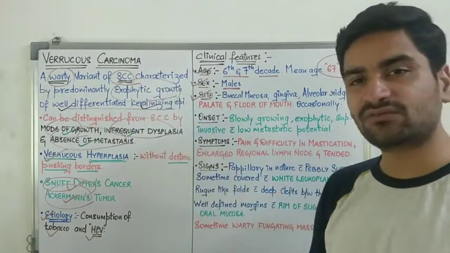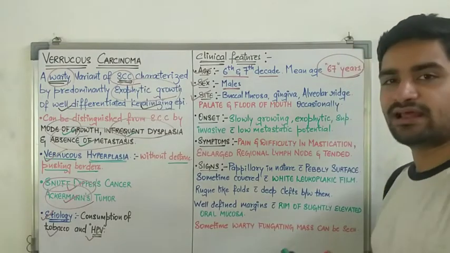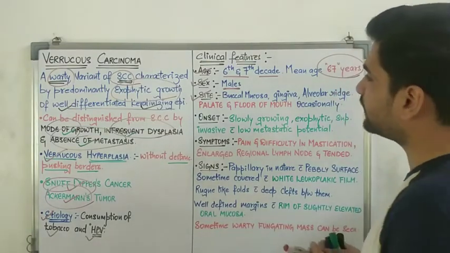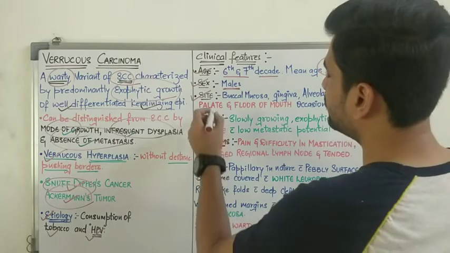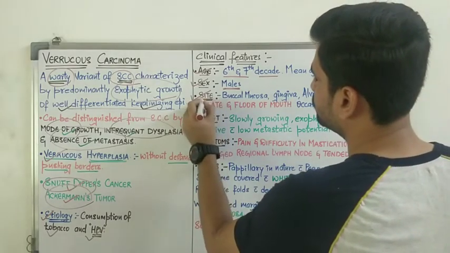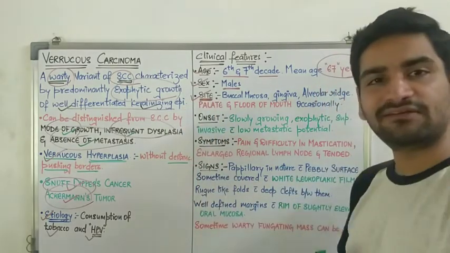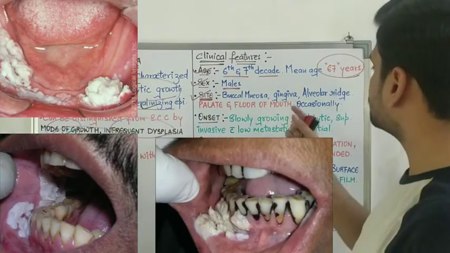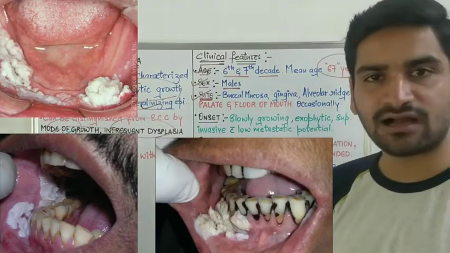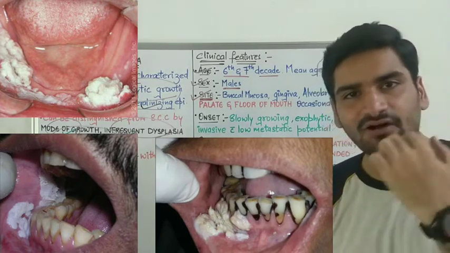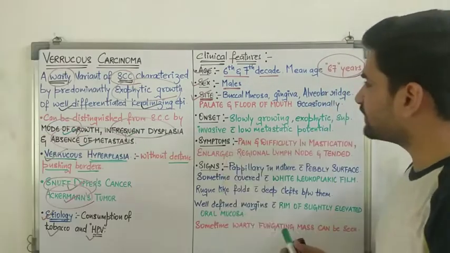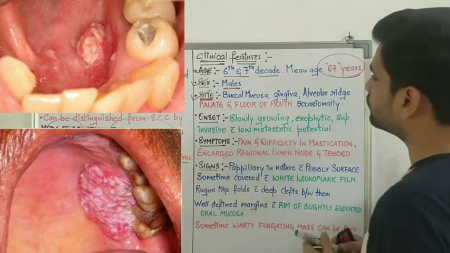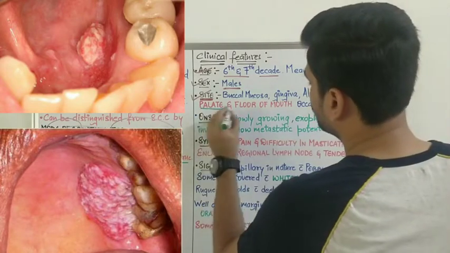It also occurs in various parts of the body like the larynx and genitalia, and even in skin it is seen, but the oral cavity is considered to be the most common site. So where in the oral cavity can it occur? It can occur on the buccal mucosa, gingiva or alveolar ridge, but even the palate and floor of the mouth are also involved occasionally.